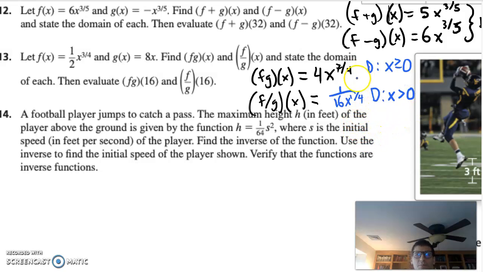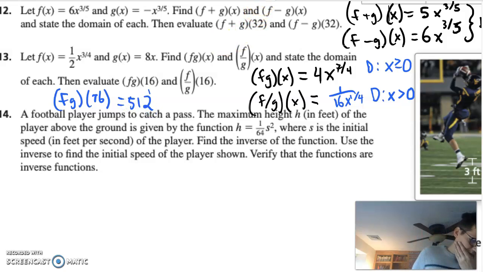Now let's evaluate. Well, what's the 4th root of 16? It's 2. 2 to the 7th is 2, 4, 8, 16, 32, 64, 128, times 4 is just 2 more 2's, 256, 512. So fg of 16, sorry, g of 16 is 512. And you could use your calculator for that, but it's fun to do it in your head.